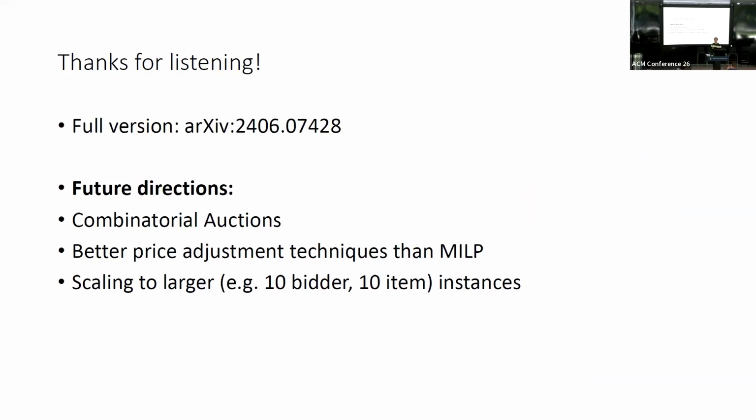And just to mention some of the future directions, I think combinatorial auction is one easy one. Better ways to handle price adjustments and scaling to larger instances might also be an interesting direction.